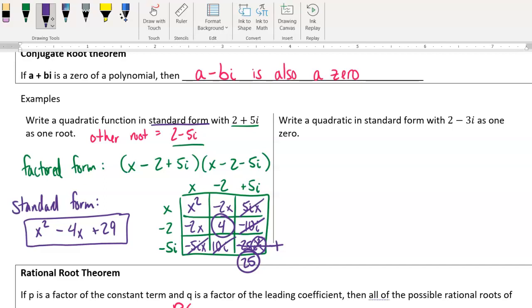All right, I want you guys to take this same concept that we just did and find the quadratic in standard form where 2 minus 3i is one of the zeros, or one of the roots. So do what we did first in pink. First identify what the other root would be, then set it up in factored form, what I did in green. Multiply those together and get your answer in standard form, what I did in purple. So do all three parts. And so pause the video and hit play when you're ready to check your answer.